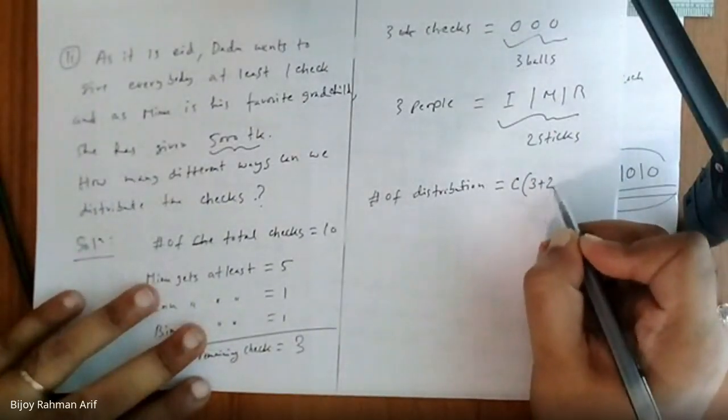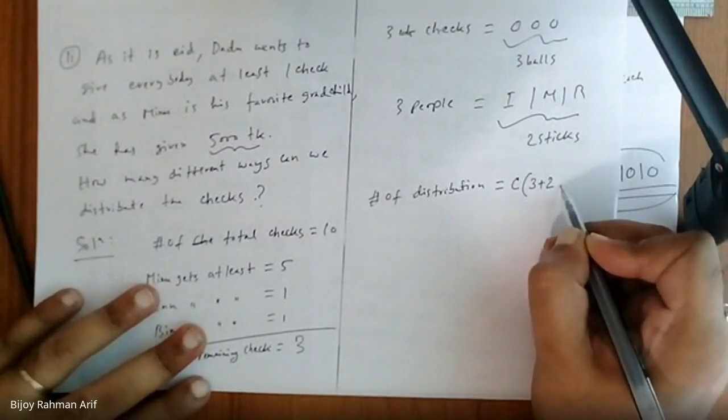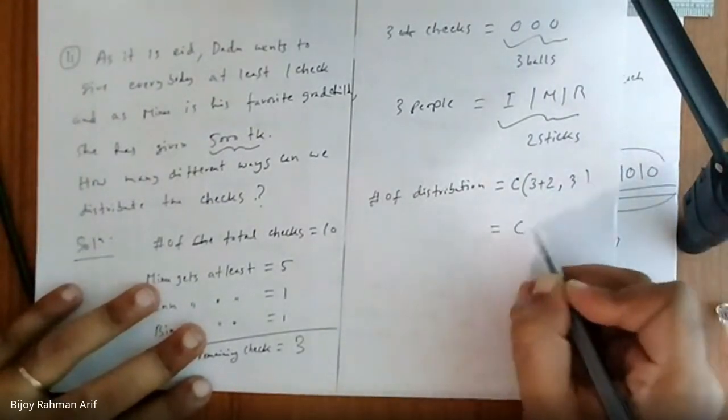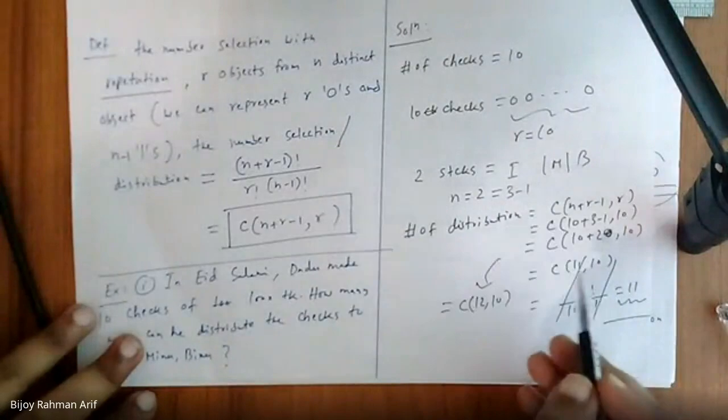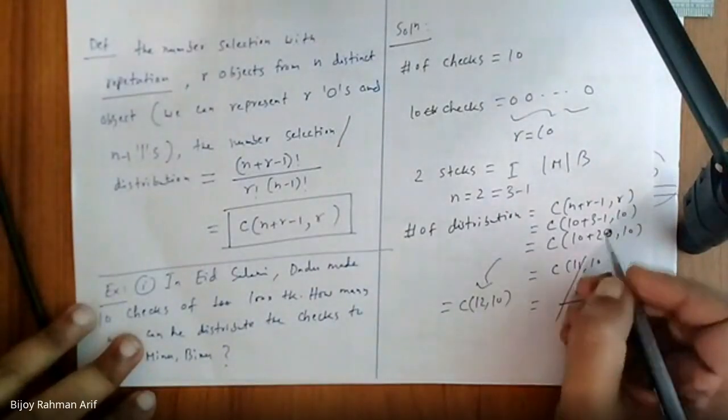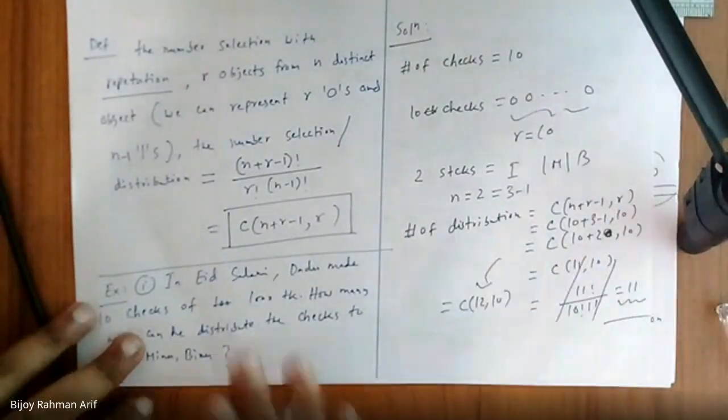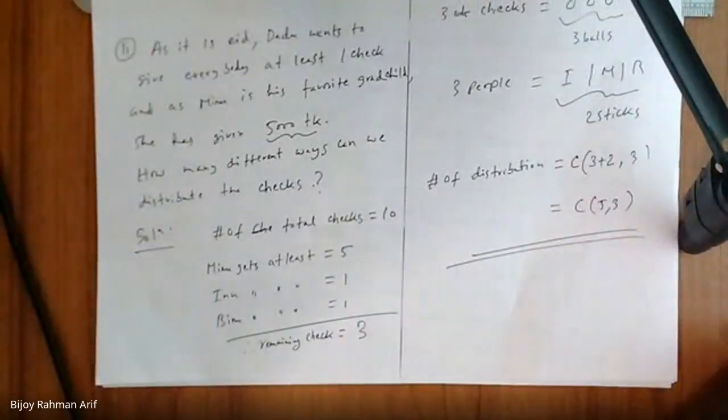Sorry, so remember, 2 means 3 minus 1. So 10 plus 2 is 12, comma 2. So please remember this. So is it clear to you guys?